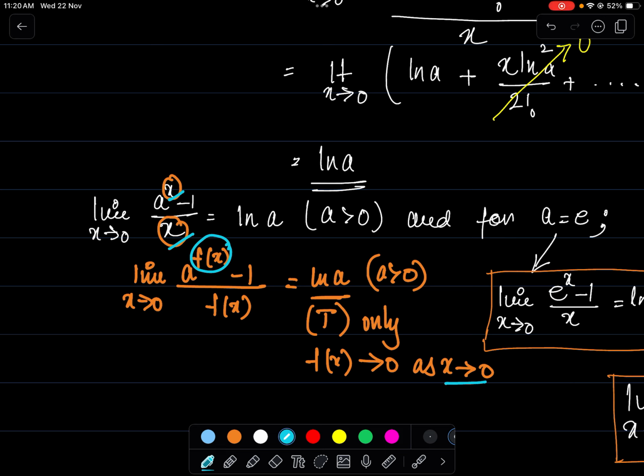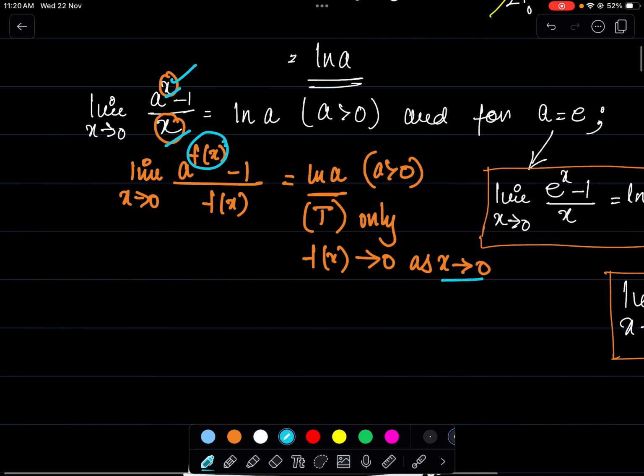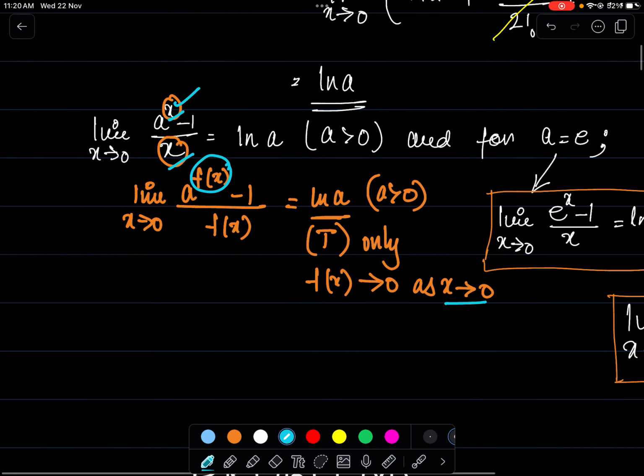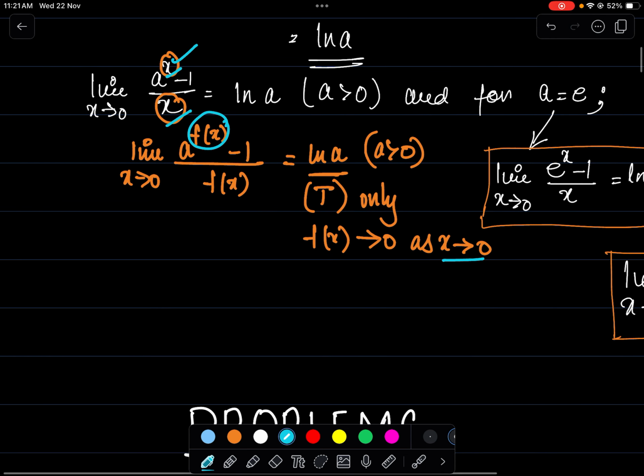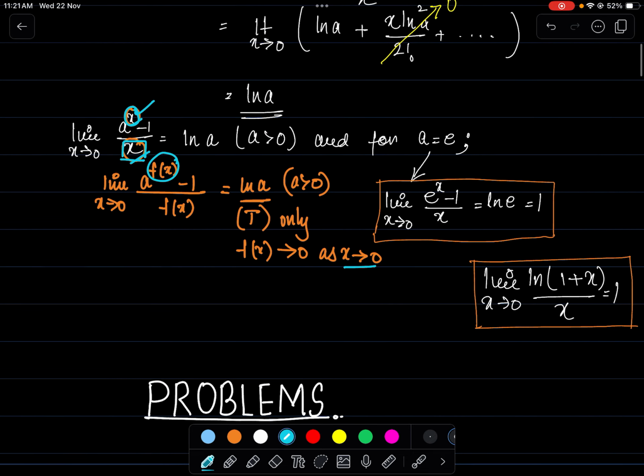So what people usually get confused about is they think that the power can only be x. No, it can be even a to the power cos x, a to the power sin x, a to the power cos x minus tan x. The only condition is whatever is here as a power, that should be in the denominator as well, and it should go to 0 as x tends to 0. Same here and here also.